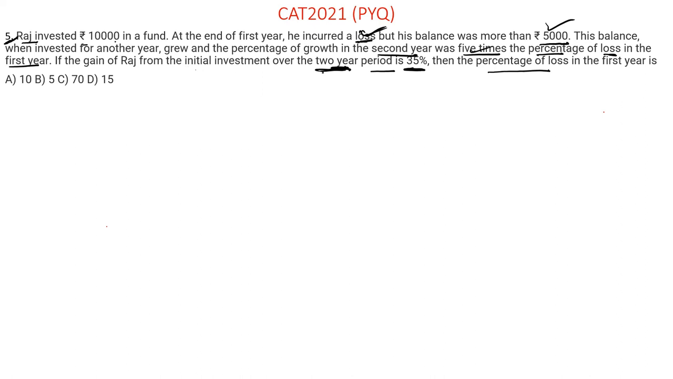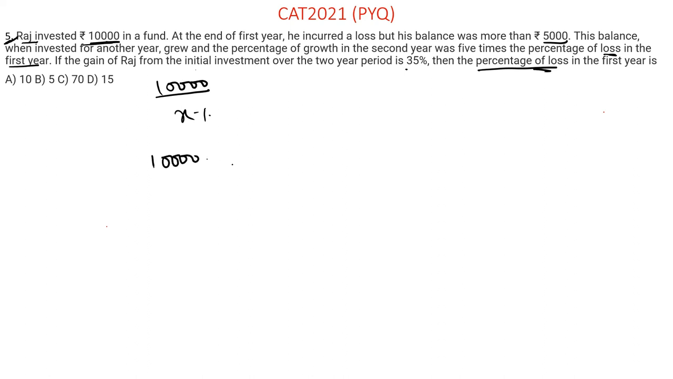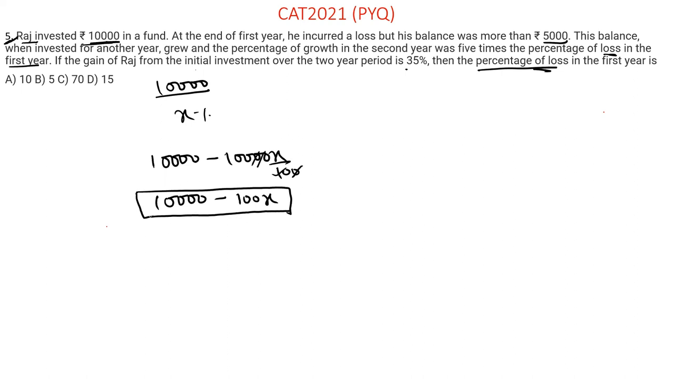So we know that Raj invested 10,000, but we don't know the percentage loss. So let's assume that the loss percentage is X percent and he invested 10,000. He incurred a loss, but his balance was more than 5,000. It means that the balance is 10,000 minus 10,000's X percent, that is 10,000 minus 100x, and this amount is greater than 5,000.